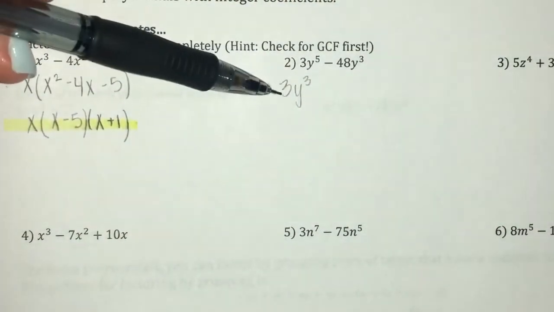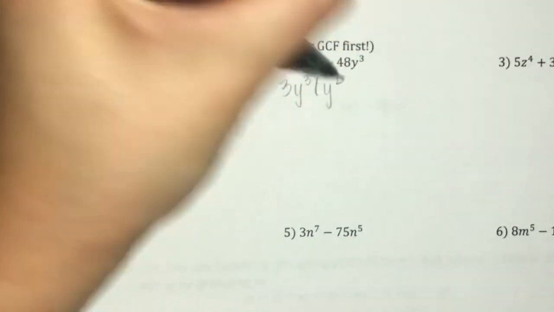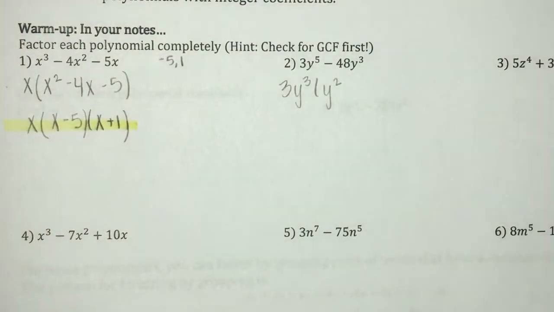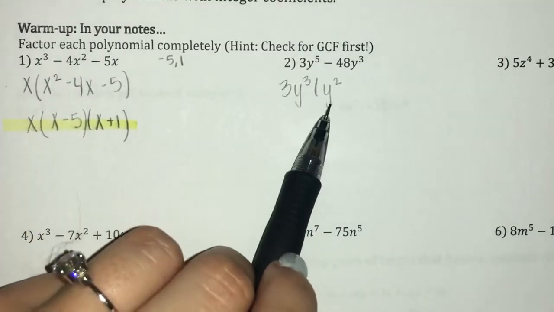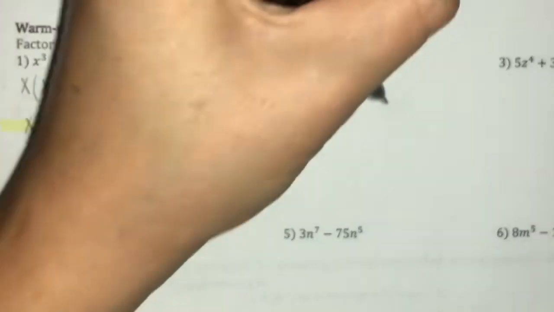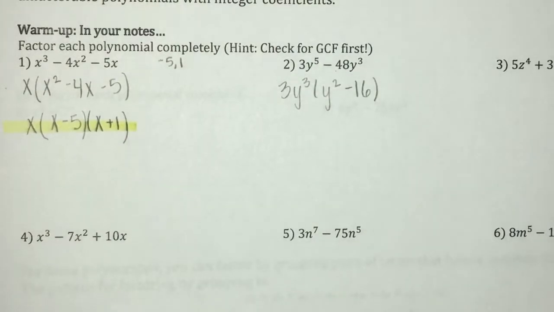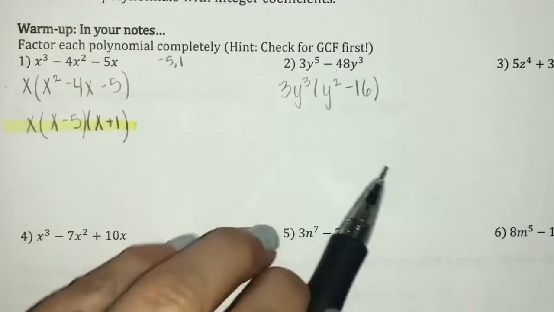So when I factor the 3y cubed out of 3y to the 5th, you're just left with y squared. You're basically dividing it out. Factoring is just like doing the opposite of distributing. So I'm left with y squared, and then negative 48y cubed divided by 3y cubed turns into negative 16. So y squared minus 16. Now I have 2 terms here.